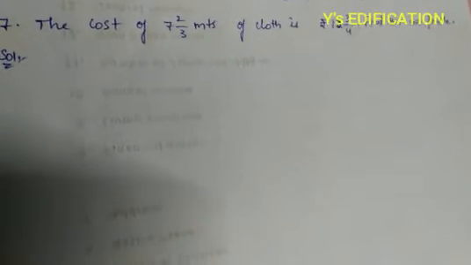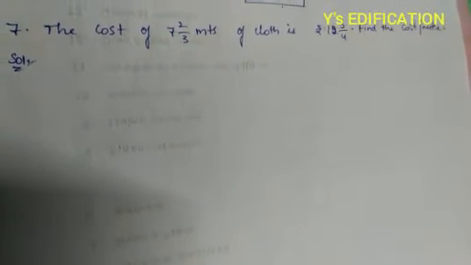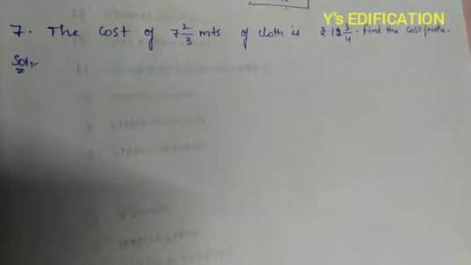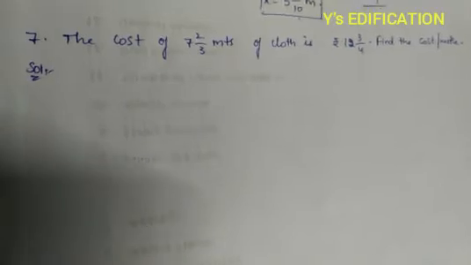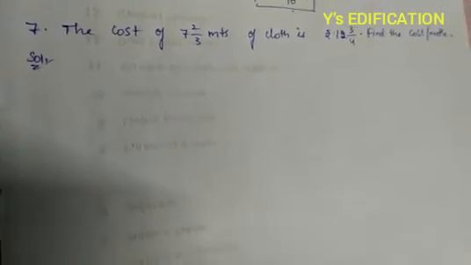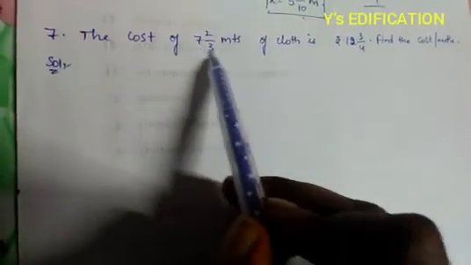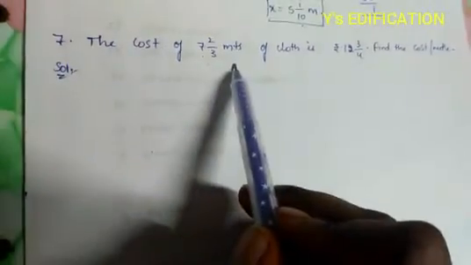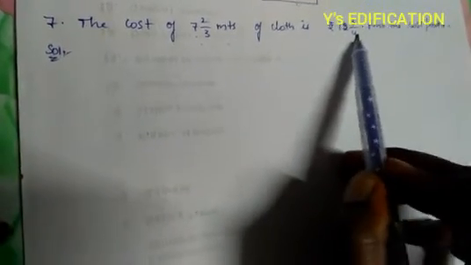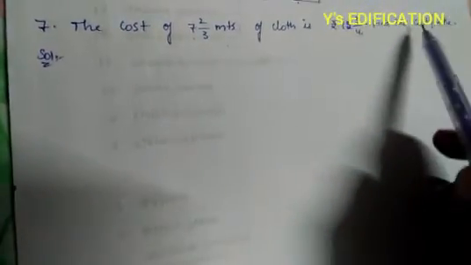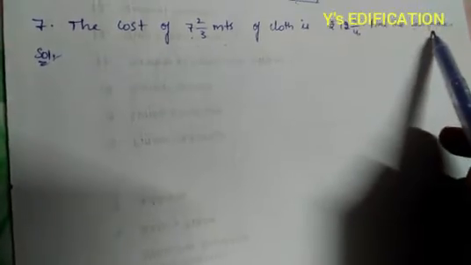The next question. The cost of 7 2 by 3 meters of cloth is 12 3 by 4 rupees. Find the cost per meter. Okay. So the cost of 7 2 by 3 meters of cloth is 12 3 by 4 rupees. But what did they ask us? They asked us to find the cost of 1 meter of cloth.